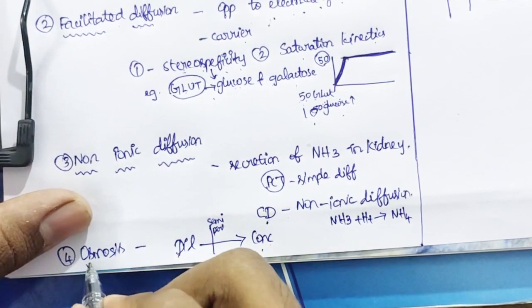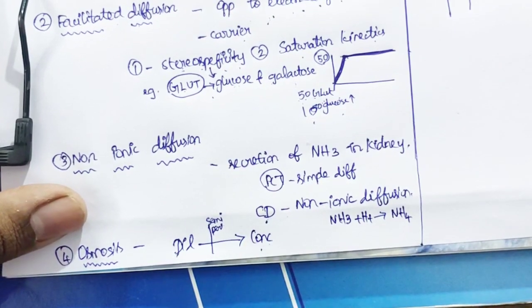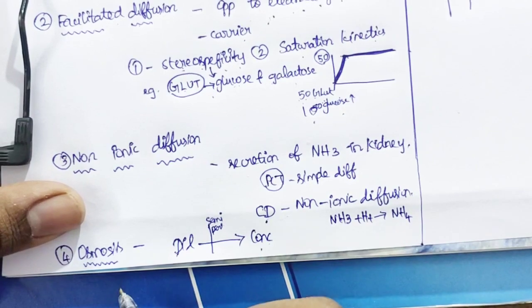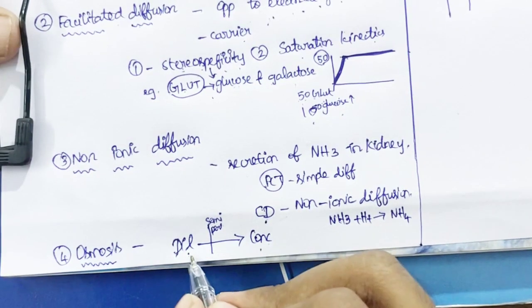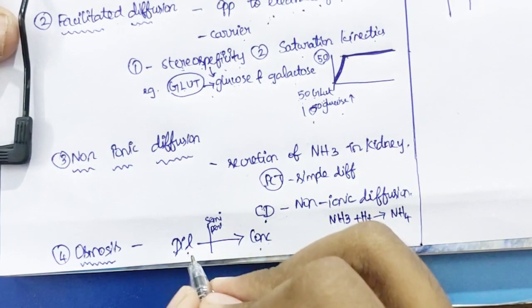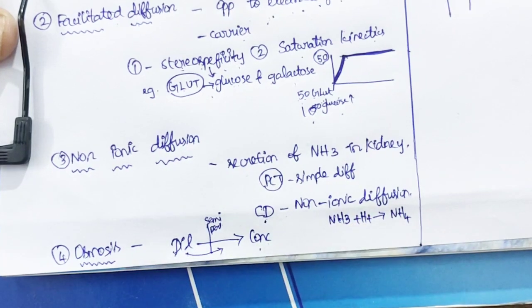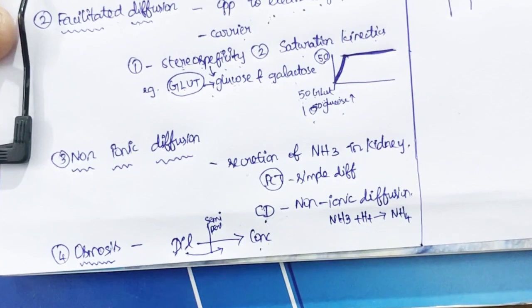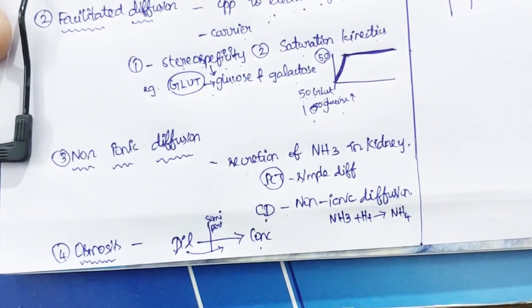The next is osmosis. This is the last heading from passive diffusion. In osmosis, there is a transfer of molecules from the lower concentration area to the higher concentration area through a semi-permeable membrane. Yes, we all know this from 5th standard, that's osmosis. It comes under passive diffusion.